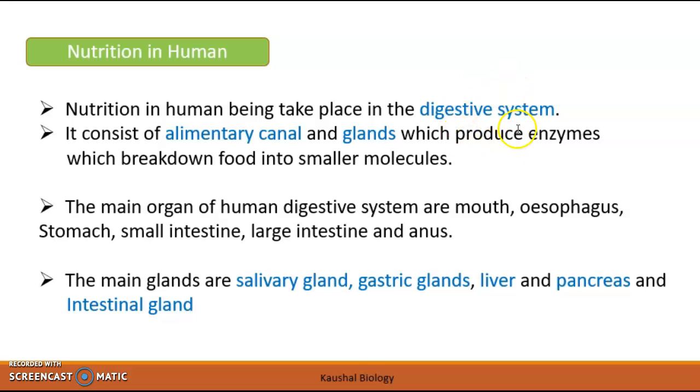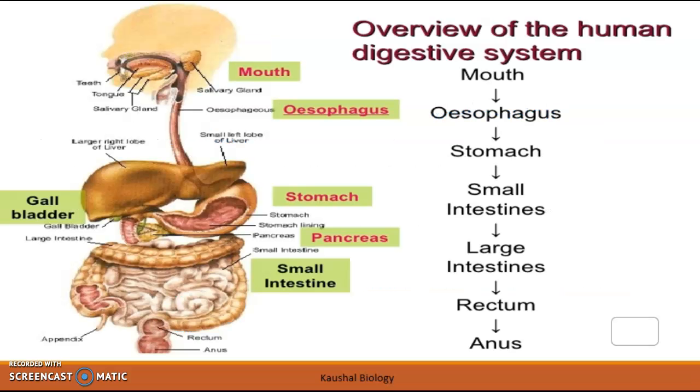Now the human digestive system consists of two things, that is the alimentary canal and the glands. These glands help to produce enzymes, and these enzymes help in the breakdown of food. The main organs involved in the human digestive system are the mouth, oesophagus, stomach, small intestine, large intestine and anus. The main glands involved are the salivary gland, gastric gland, liver, pancreas along with the intestinal gland. So this is the overview of the human digestive system.